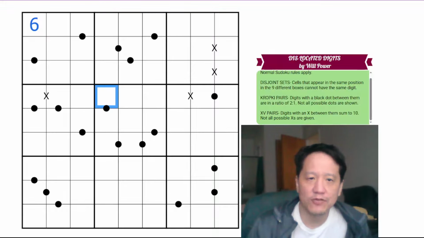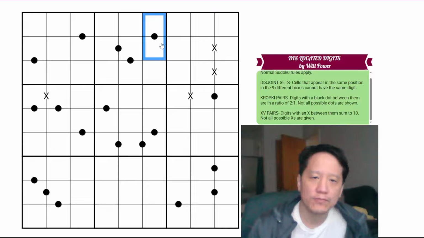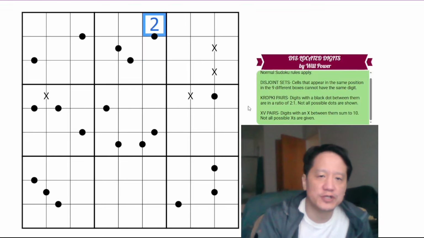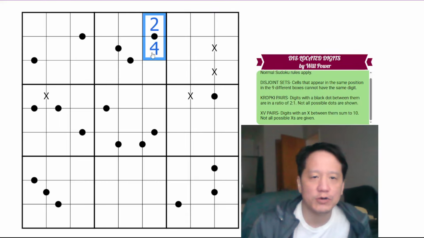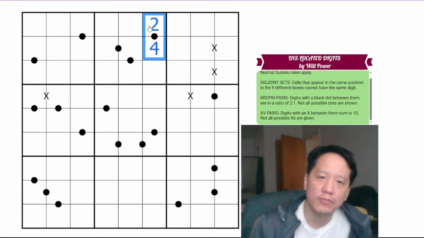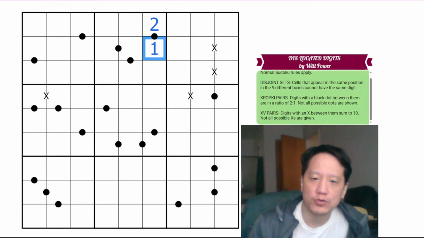We also have crop key pairs, where digits with a black dot between them are in a ratio of 2 to 1. Not all possible dots are shown. So for example, if this were, say, a 2, this would have to be 1 or 4 to maintain the 1 to 2 ratio between them. And that's an example of how crop key pairs work.